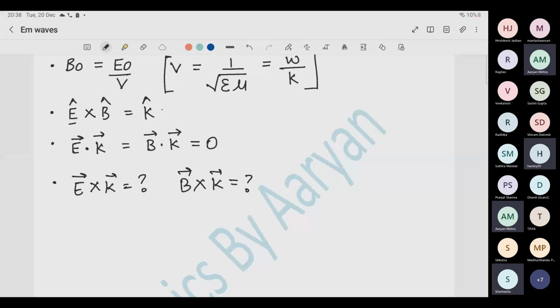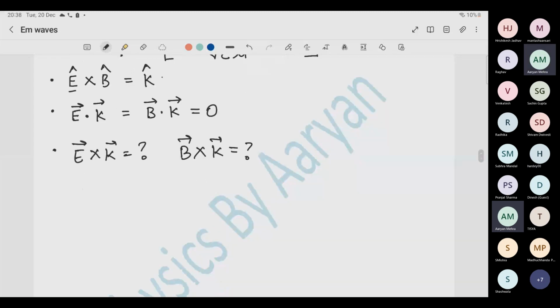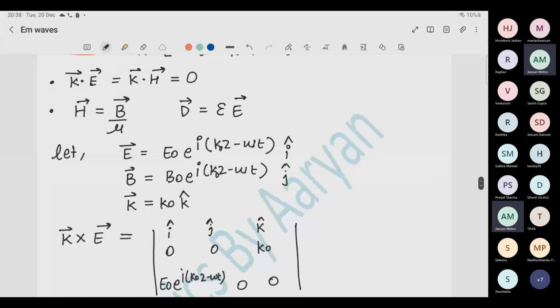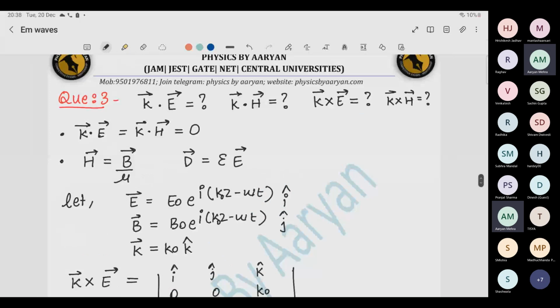And if I do B cross K, it will be in the direction of E or minus E, whatever. So exactly we can find from here. This example I have given, in which you can find what is E cross K and K cross E, sorry, K cross E and K cross H. Why did I use H here? Because I also want to give you two additional parameters, H and D.